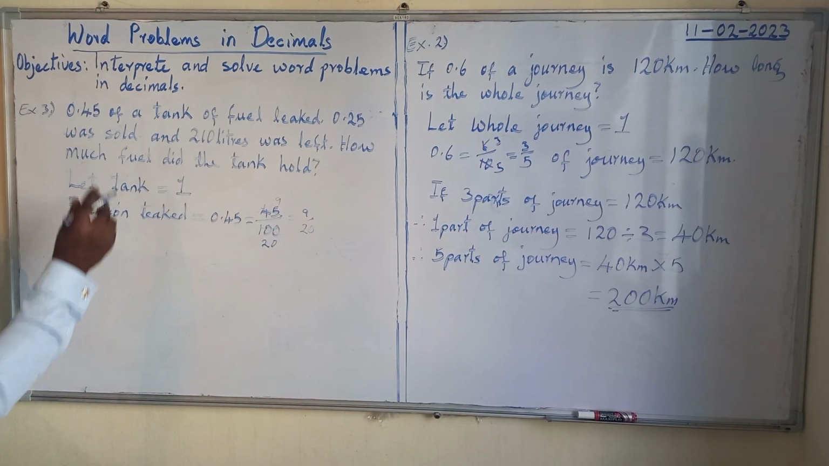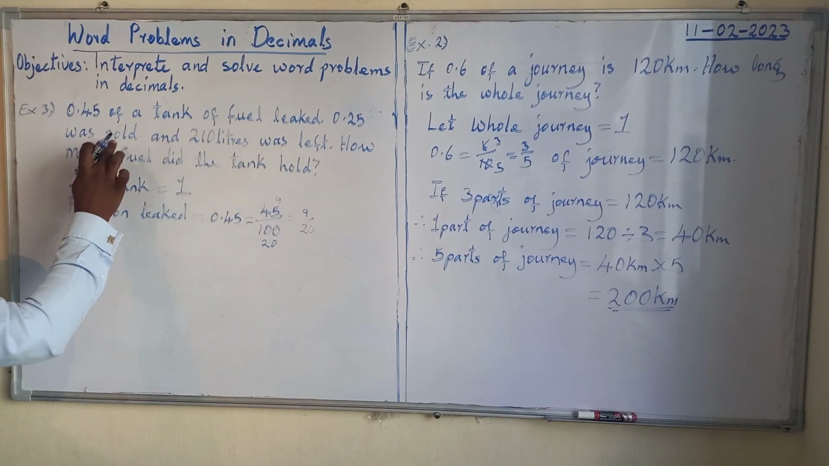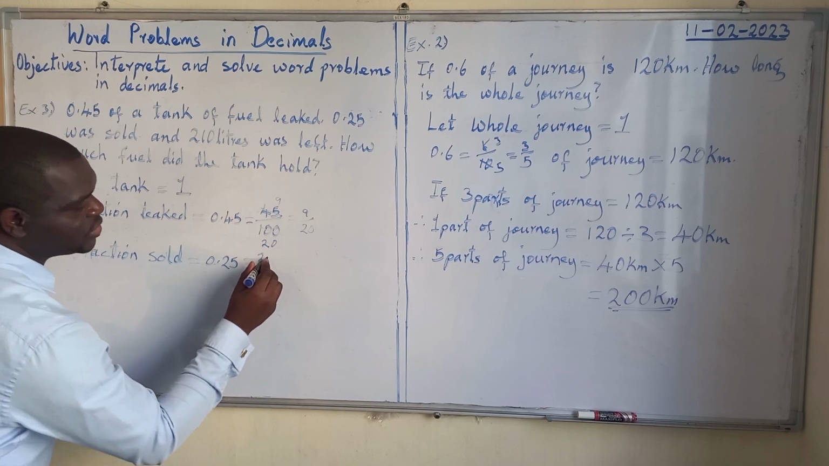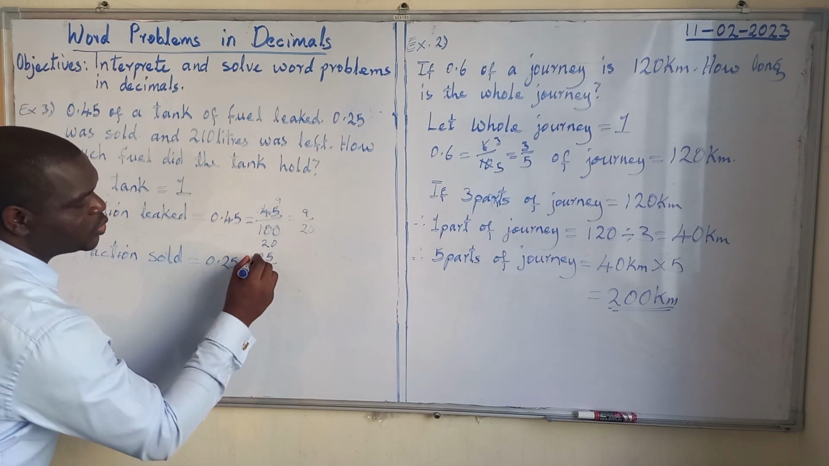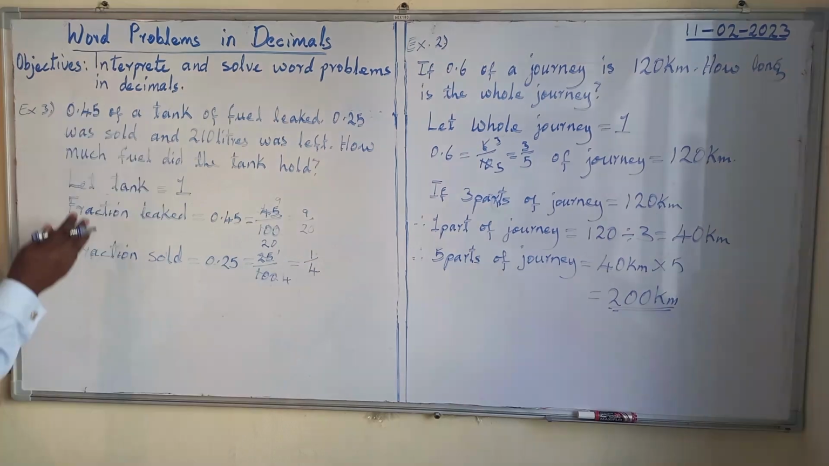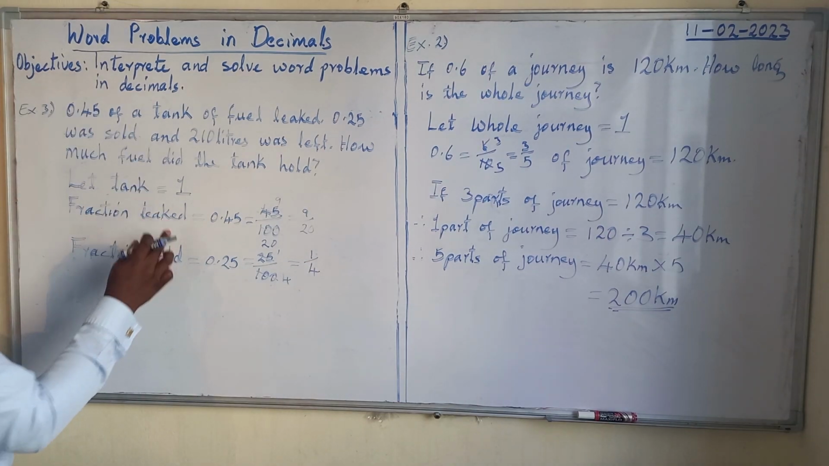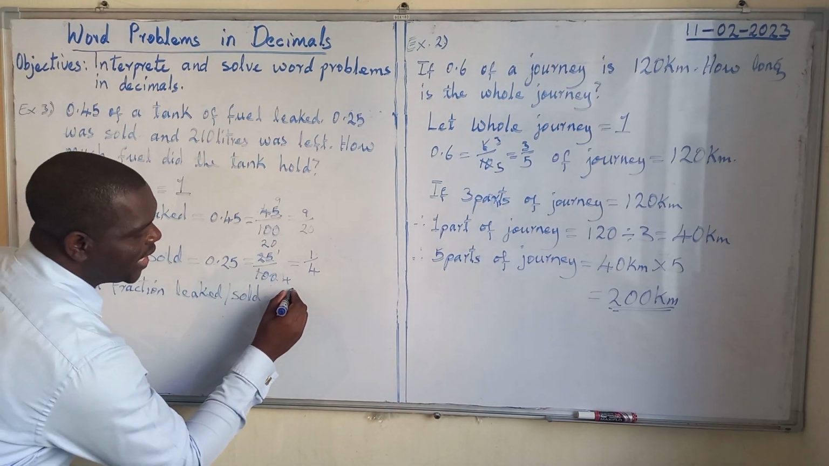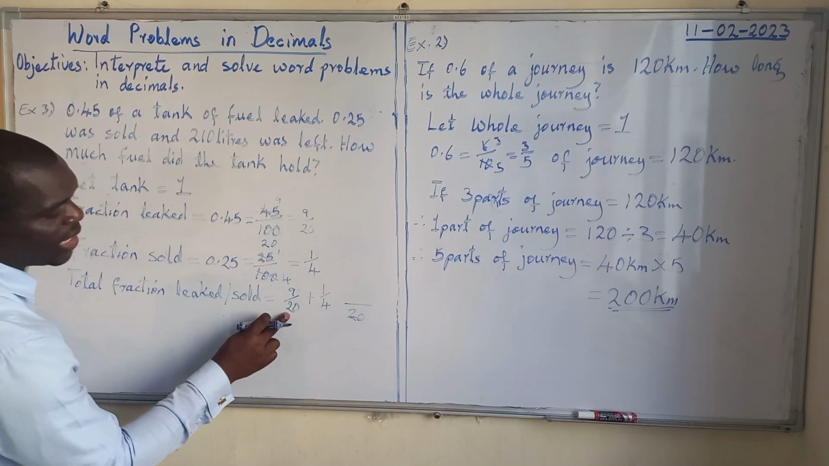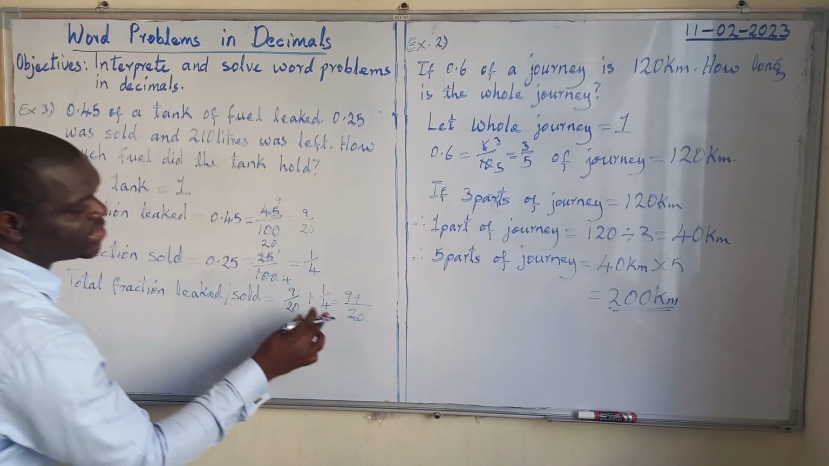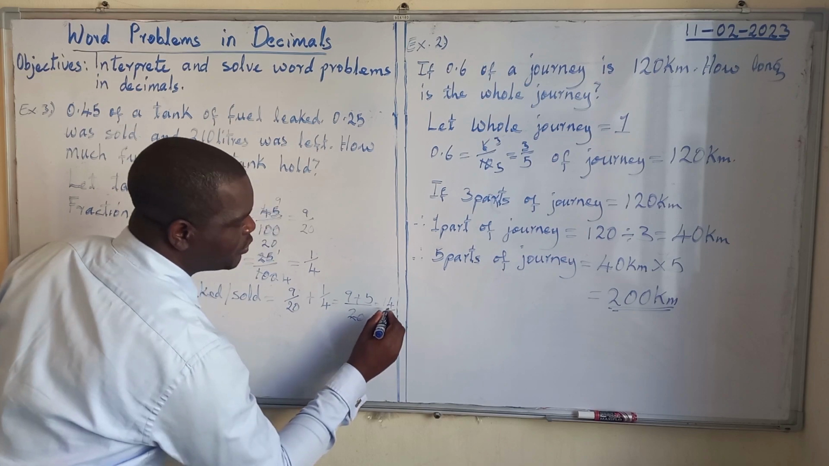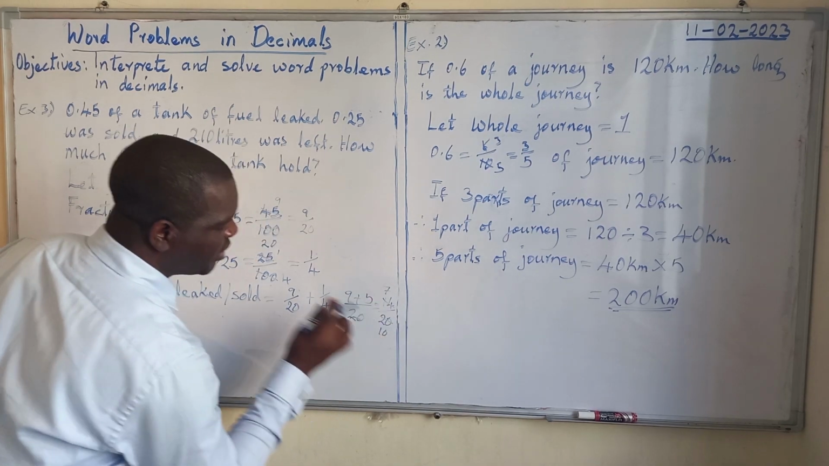That's the fraction leaked. Then we can calculate as well the fraction that was sold, which will be equal to 0.25, which of course expressed as a fraction will be 25 over 100. 25 into itself 1 time and 25 into 100 4 times. That is 1/4. From this, we can find the total fraction leaked and sold, which will be equal to 9 over 20 plus a quarter. The LCM here is 20. 20 divided by 20 times 9 will be 9, plus 20 divided by 4 is 5, times 1 is 5. The total will be 14 over 20. And if you simplify by 2, you have 7 over 10.